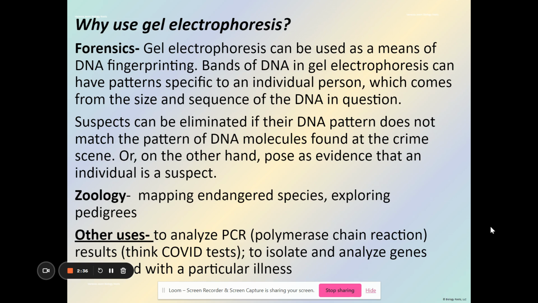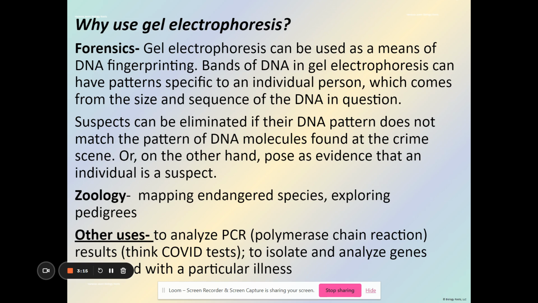So here again are some uses for gel electrophoresis, and you'll see more of this at the end. Forensics is a big one. So if you watch any of those shows, NCIS, CSI, Investigative Discovery Channel, you always hear about the DNA found at a crime scene, whether or not it matches the suspect, or how many suspects there are based upon that. I'm sure that on all those cases they have run their samples through a gel, and they've come up with the DNA fingerprint.